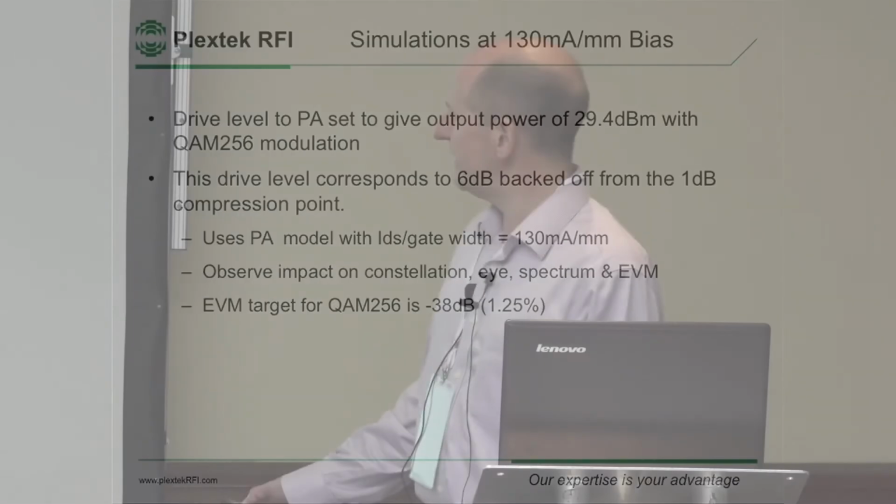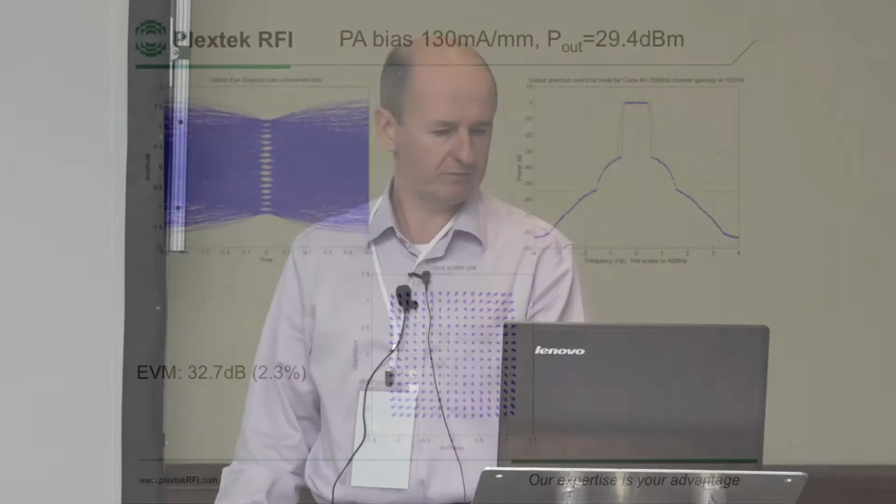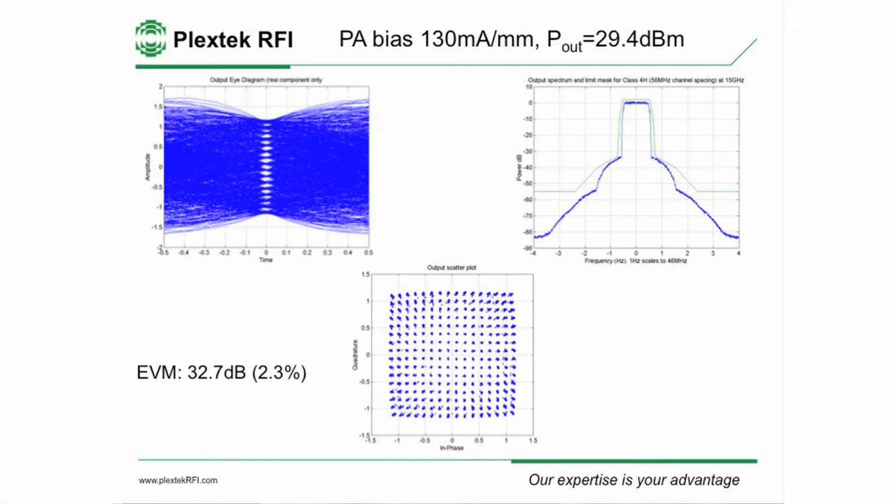Now, the EVM target for 256 QAM, we like 1.25%. I'm not saying if you go up to 1.5%, you'll fail. You won't. It's much higher than that. But 1.25% makes us feel really comfortable. That's a really nice, safe margin. And this is what we got. And we got 2.3%, so it's a bit higher than we want.